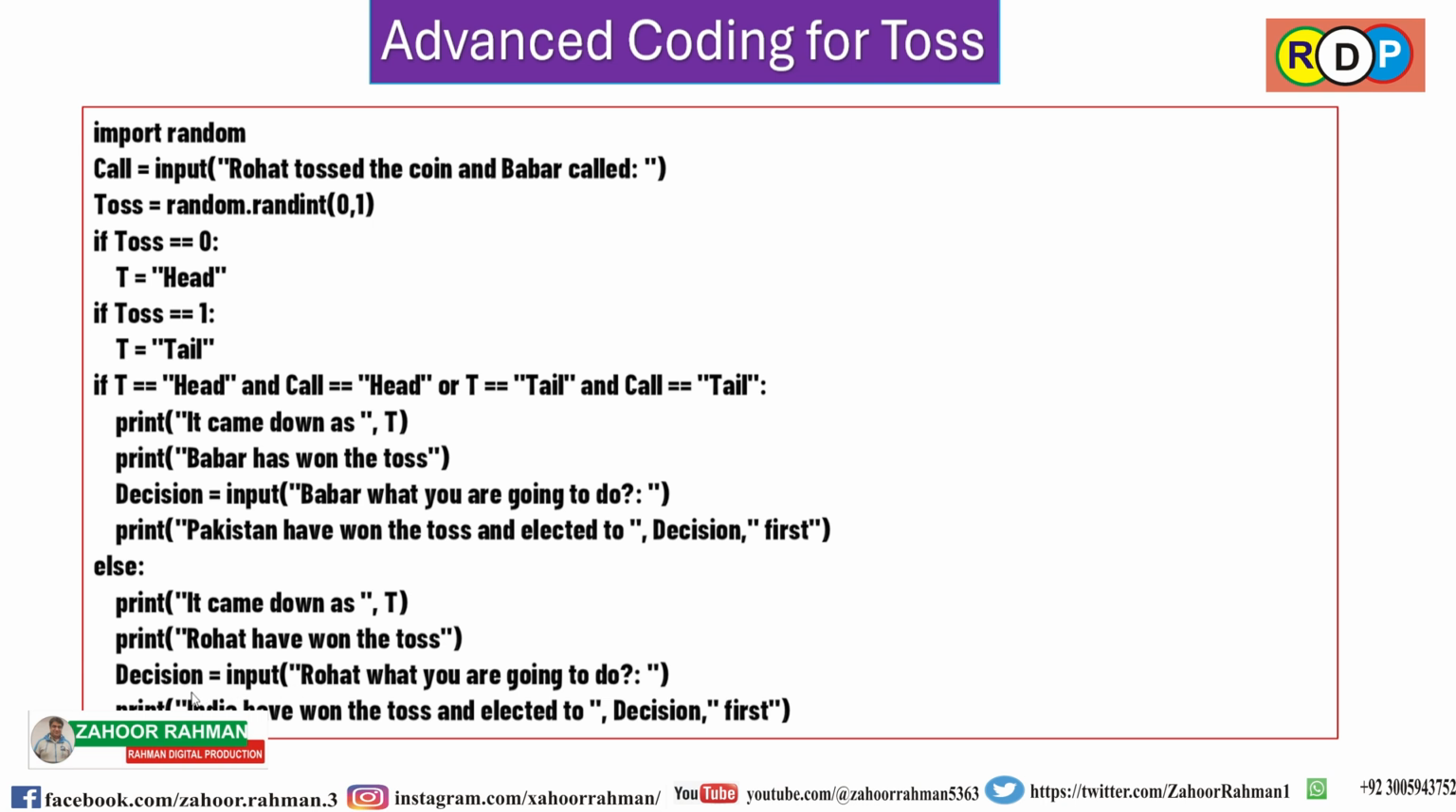Now we will wait for Rohit's decision, what he is going to do, and whatever decision he takes will be printed here through this command. India have won the toss and elected to bat or field first. Let us write this program in the IDE and check the result.